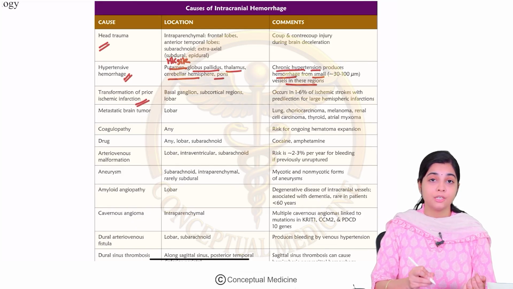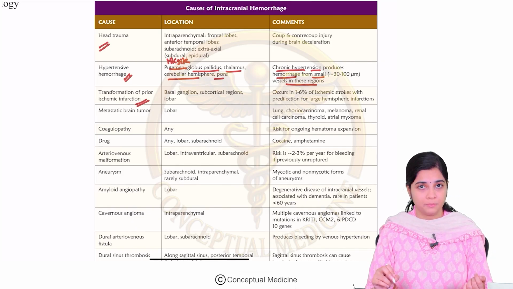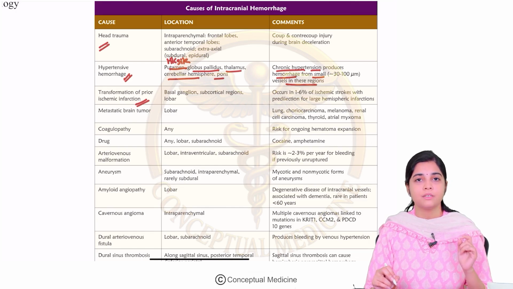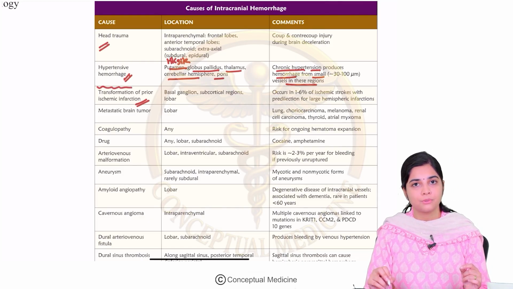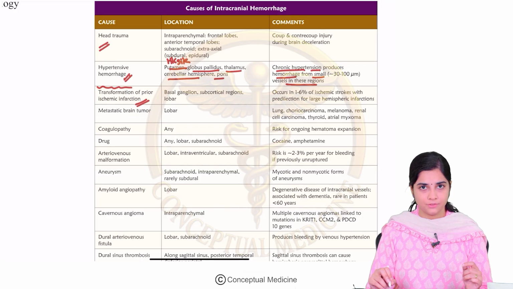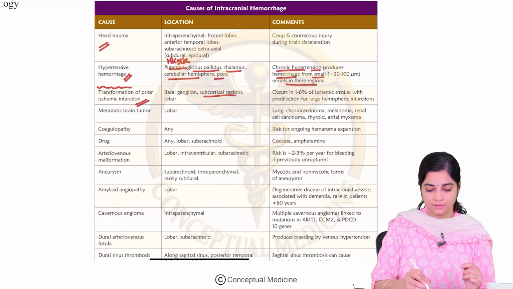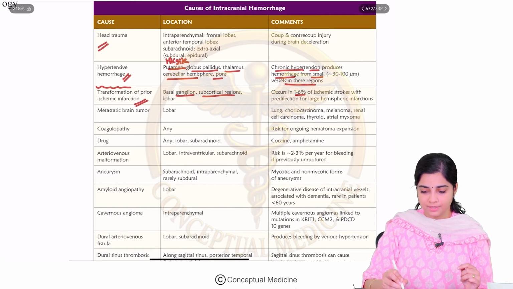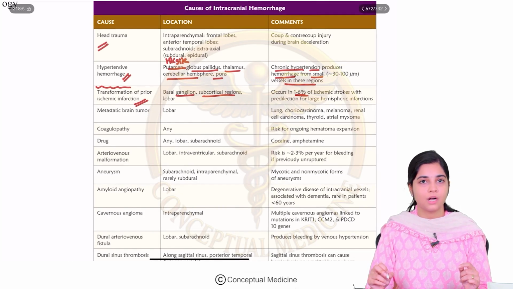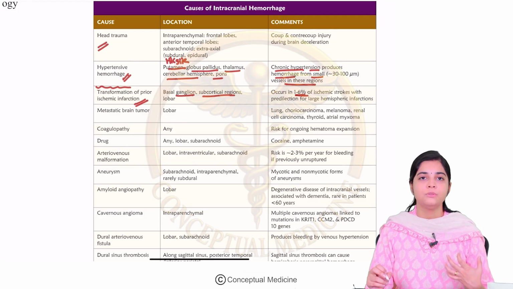Then, does ischemic stroke have a risk of hemorrhage? Yes. Ischemic stroke can undergo hemorrhagic transformation, especially in the subcortical regions and the basal ganglia. This happens in up to 6% of ischemic strokes. So how will it present? It will present with a new onset neurological deficit or a sudden drop in the sensorium.